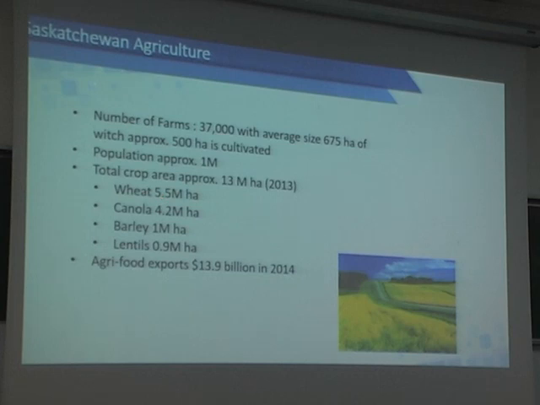Wheat is a main production. 5.5 million hectares are cropped to wheat, and lentils also. Morocco imports durum wheat. 80% of Moroccan durum wheat comes from Canada, and Saskatchewan produces about 80% of Canada's durum wheat. So likely the wheat, or the couscous or pasta we're eating, is coming from this province. And all of this translates into a big dollar value, $14 billion of export of food products.